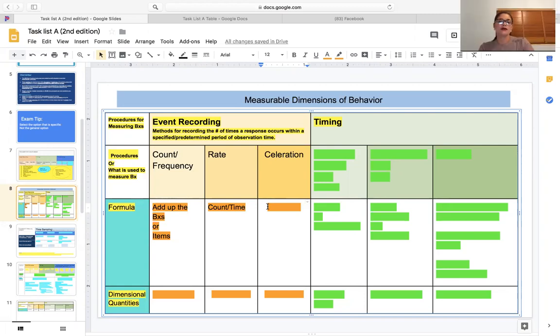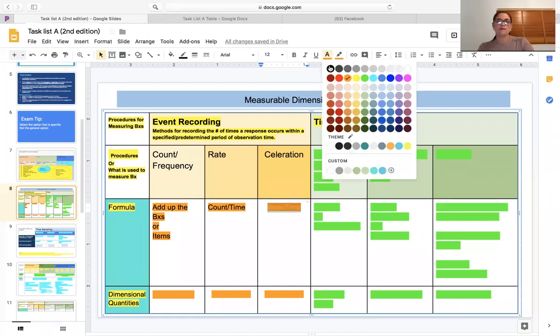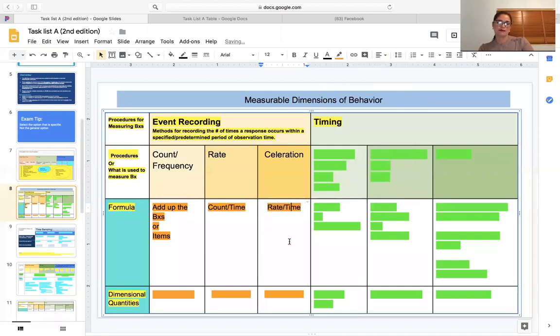Perfect. Acceleration? It's rate over time. So if you're going to simplify it, it would be rate over time, right? It would be a combination of this on top over time. So that's the way we look at it.